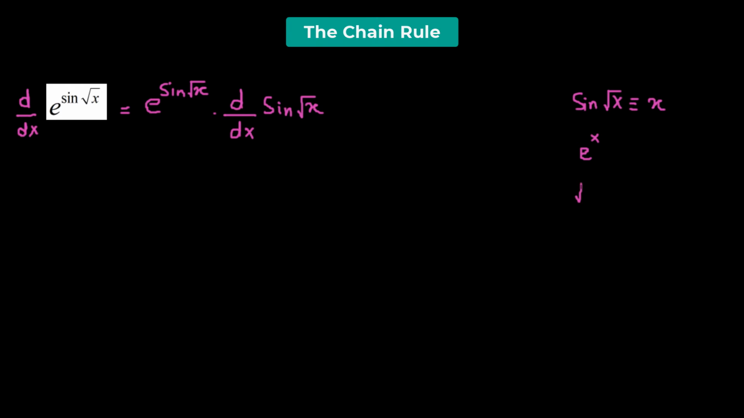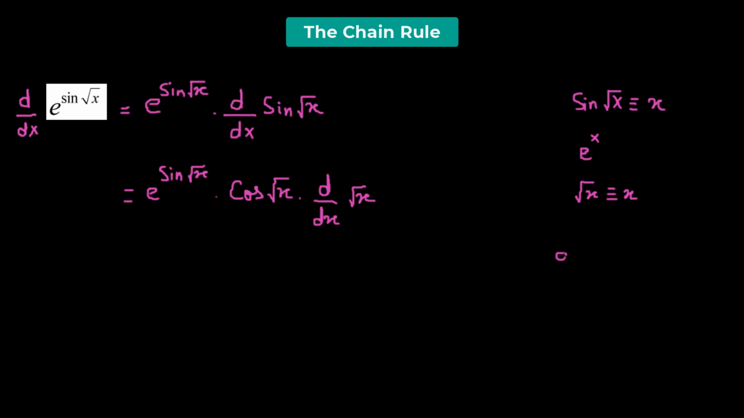Now we are going to assume that square root of x is equivalent to x. So that means we are finding the derivative of the sine function. So we have e raised to the power of sine square root of x times the derivative of the sine function, which gives us cosine square root of x. Then we again multiply it by the derivative of square root of x.